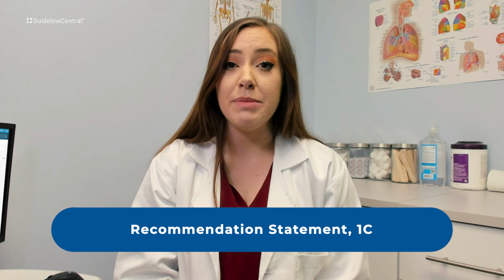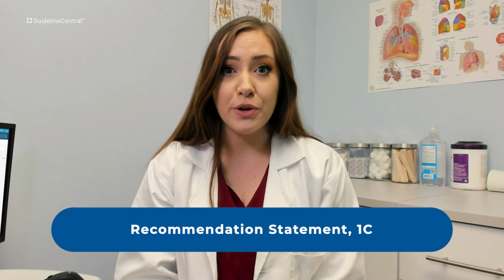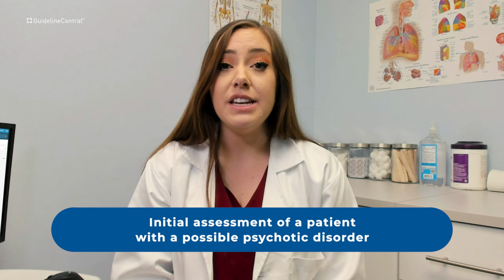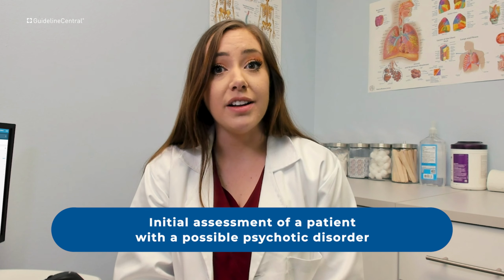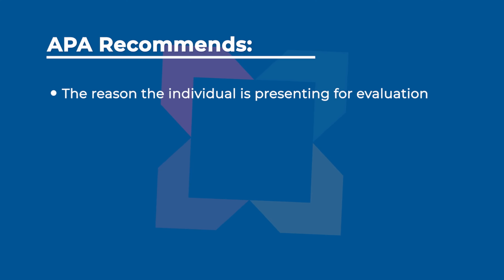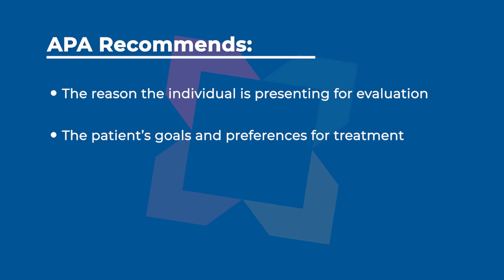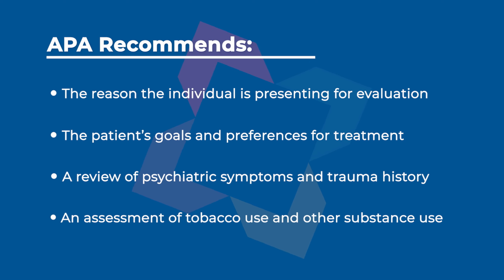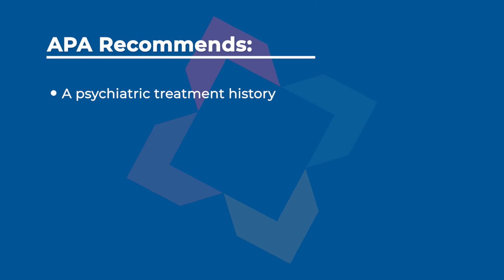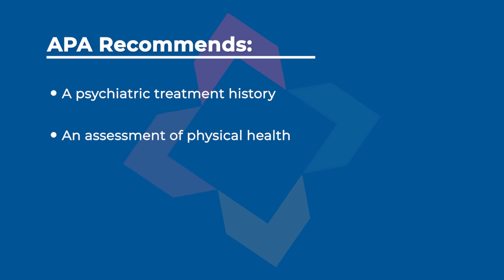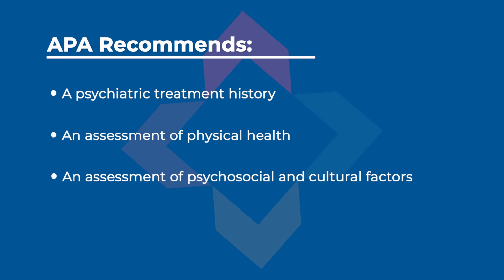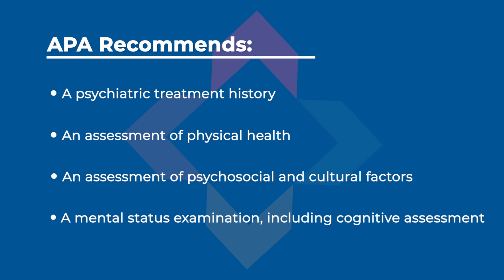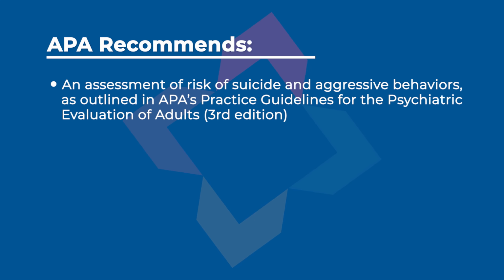Now, our first guideline statement from the APA is a recommendation with a low strength of supporting research evidence, and that's for the recommendation that the initial assessment for a patient presenting with a possible psychotic disorder should include the reason that the individual is presenting for evaluation, the patient's goals and preferences for treatment, a review of psychiatric symptoms and trauma history, an assessment of tobacco use and other substance use, a psychiatric treatment history, an assessment of physical health, an assessment of psychosocial and cultural factors, a mental status exam, including a cognitive assessment, and an assessment of the risk of suicide and aggressive behaviors, as outlined in the APA's practice guidelines for the psychiatric evaluation of adults.